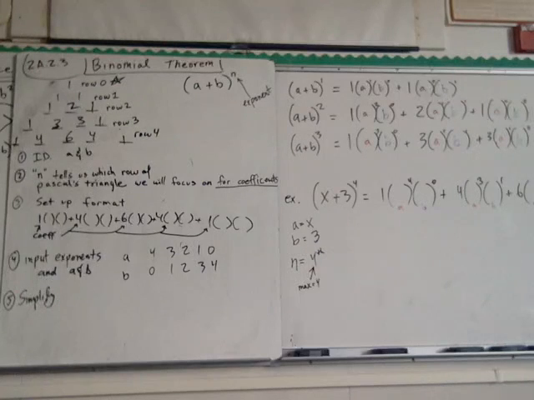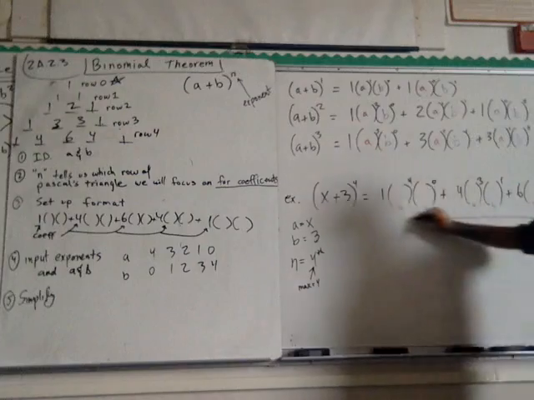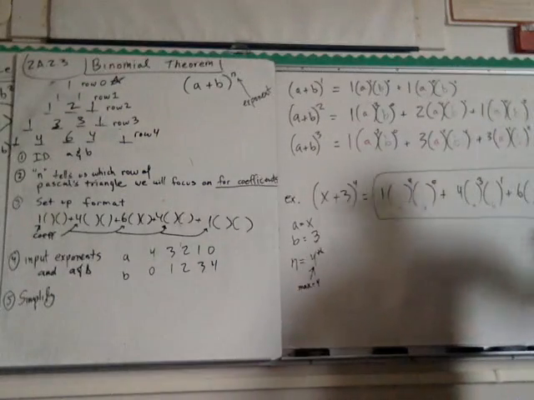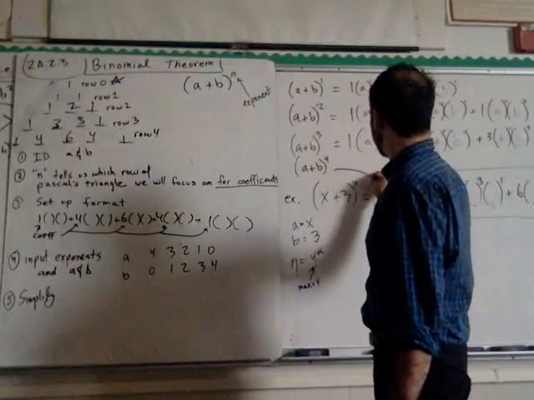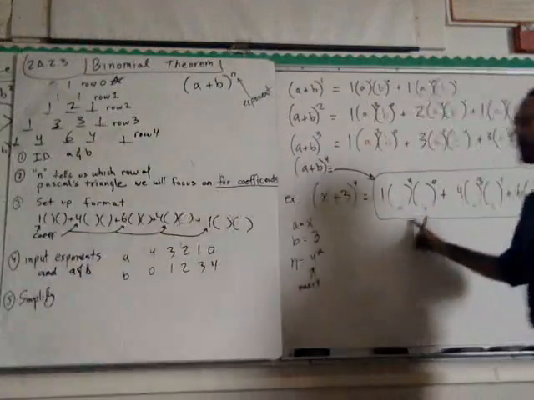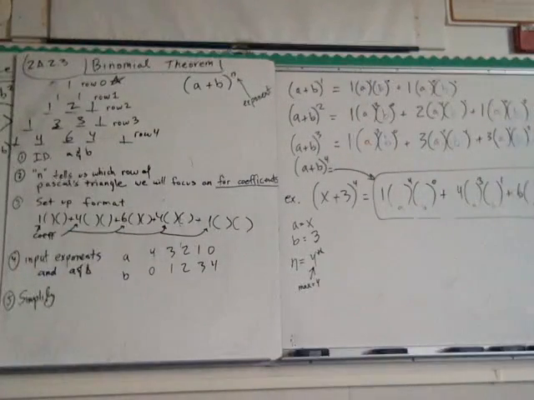All right, this right here, for any problem, if I had z plus 10 to the fourth, I would still be setting it up exactly like this. This is, for any situation, a plus b to the fourth. You're going to have this format. Then you just input the a and b for that problem. So I'm just trying to give you a real shortcut here.